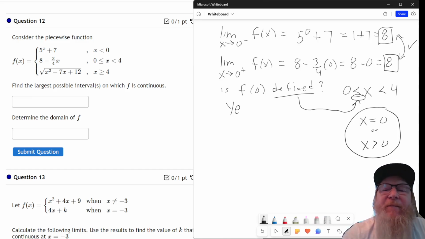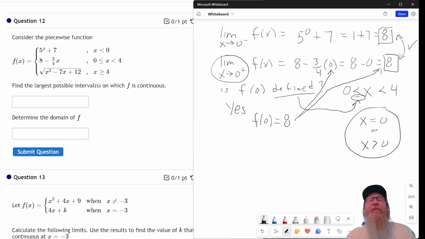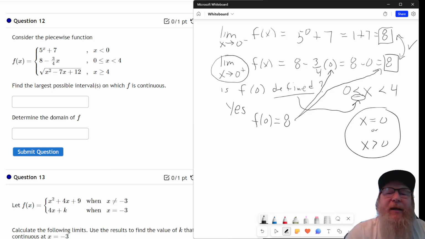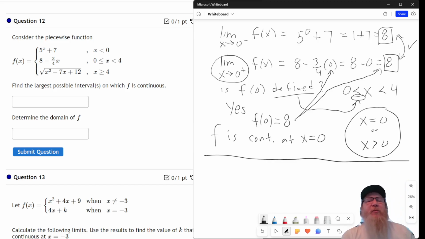I almost wrote yef. Yes. F of 0 is just 8. It's this value right here. So this limit not only represents the limit of the function, but it represents the value of the function at that point. So that means f is continuous at 0. So that's the first critical value, 0.